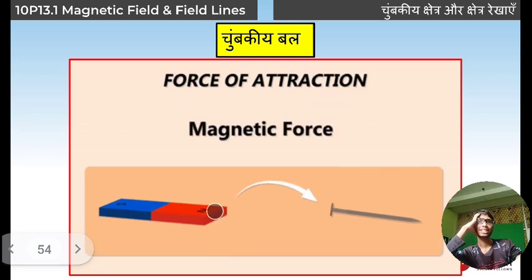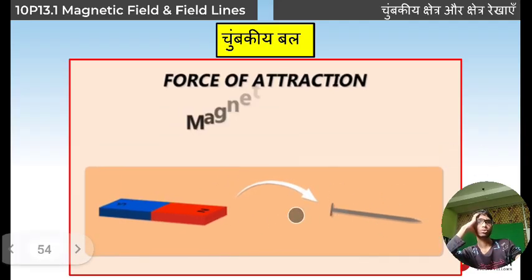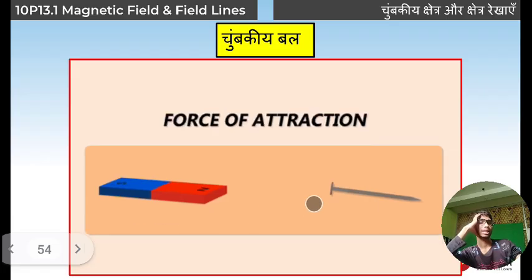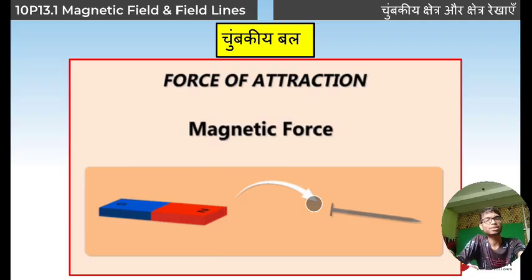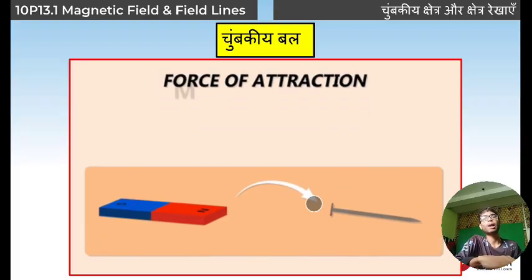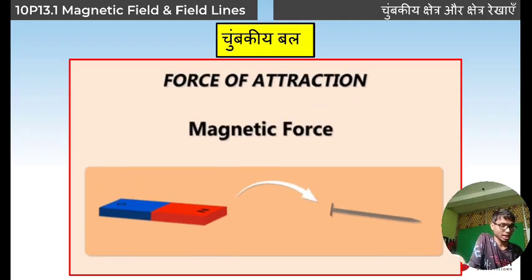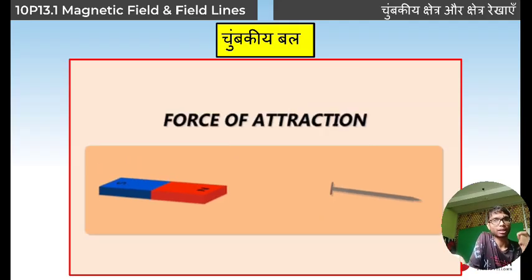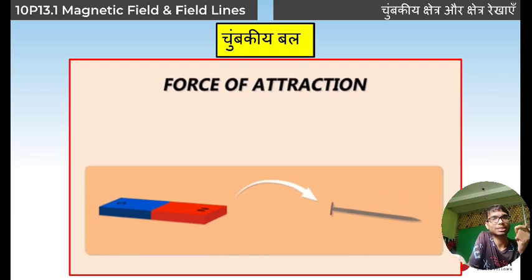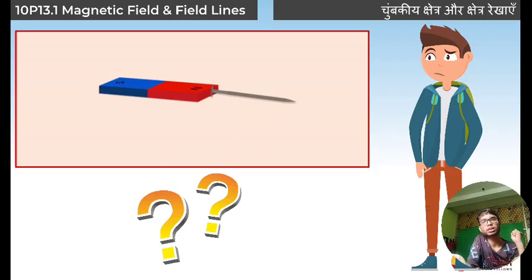This is attracting this magnetic material. So this will be known as magnetic force. This will be known as a magnet. A magnet is attracting a magnetic material. So this is also a force, but it is a type of force, and this type of force is a magnetic force. So what is the definition of a magnetic force? A magnet which is attracting a magnetic material exerts a force, and this force is a magnetic force. That's it.